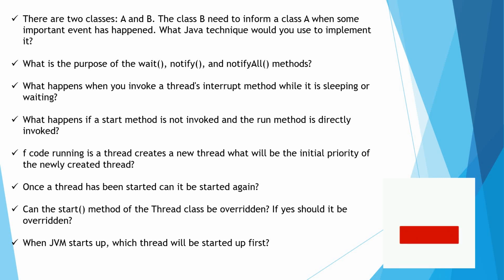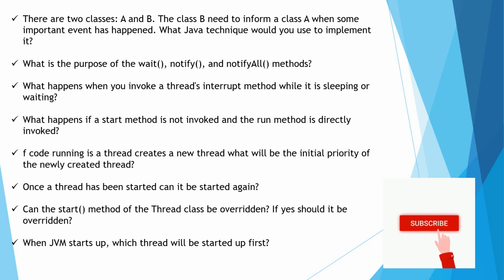So what is the purpose of the wait, notify and notify all methods? The wait, notify and notify all methods are used to provide an efficient way for threads to wait for shared resources. When a thread executes an object's wait method, it enters the waiting state. It only enters the ready state after another thread invokes the object's notify or notify all method.